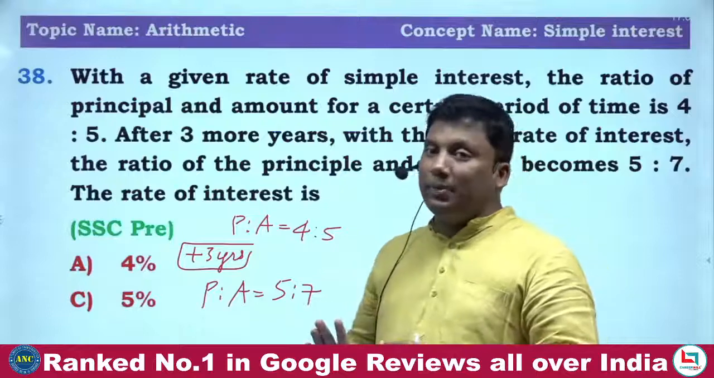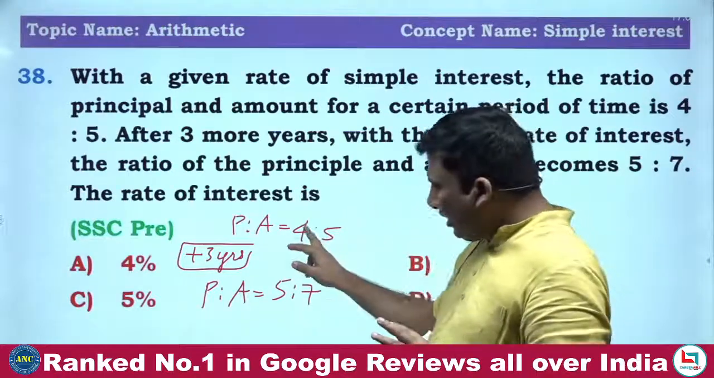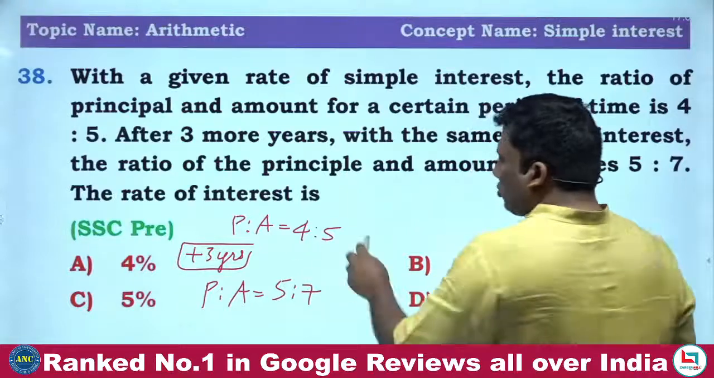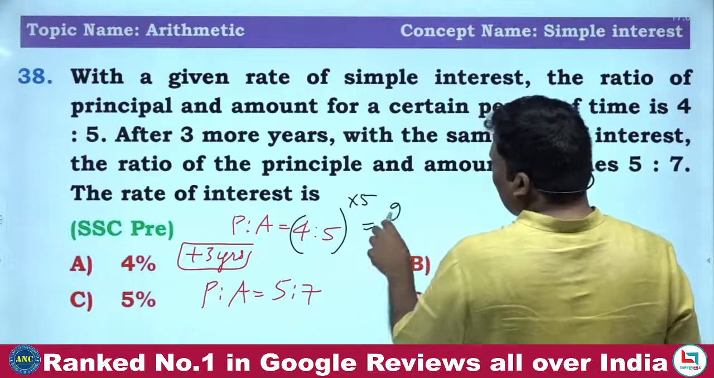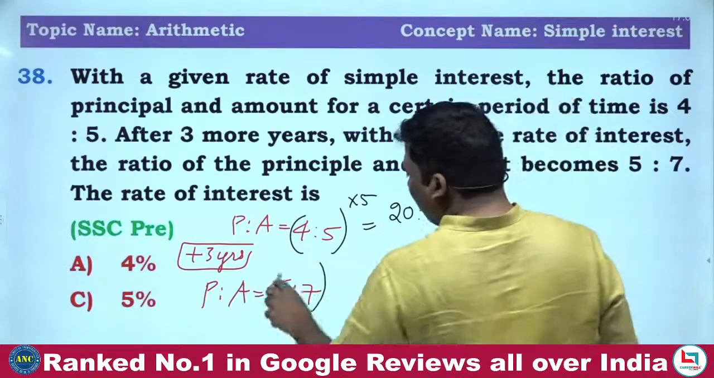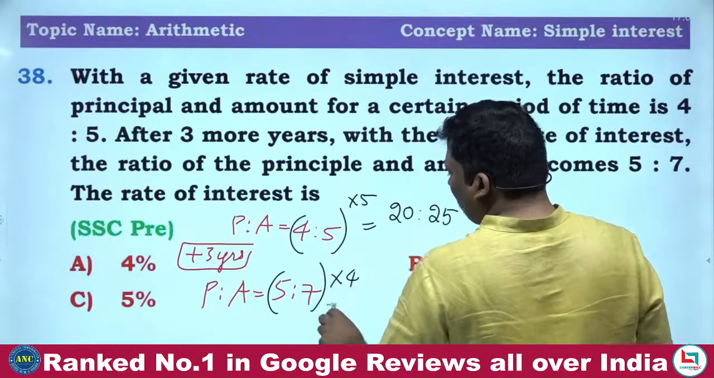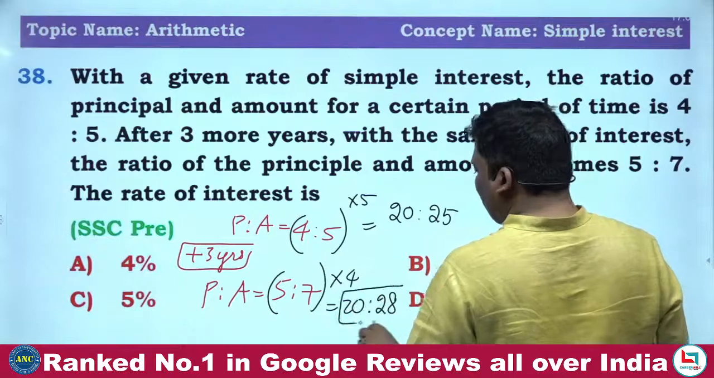In case of simple interest, principal remains the same every year. Principal here it is 4, here it is 5. So we will multiply by 5. It is 20:25. Here we will multiply by 4. This will be 20:28.